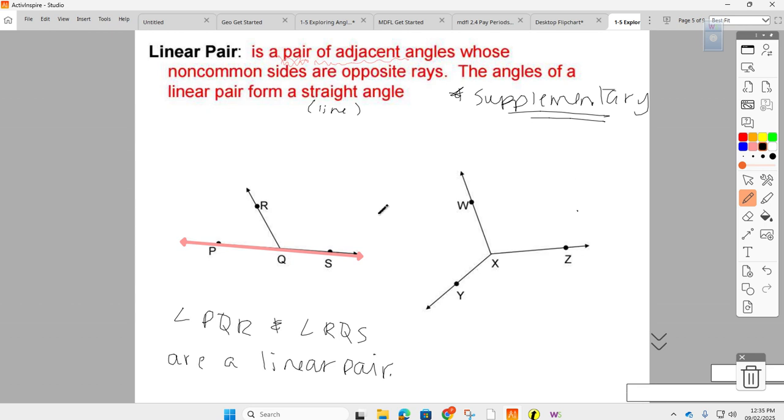There is no linear pair in this diagram. It has to have a line. The unshared sides have to form a line. So there's no linear pair because there has to be a line for there to be a linear pair. There's a ray here, a ray here, a ray here. But these rays are not opposite rays, right? They would have to form a straight angle to be opposite rays and to be a line. So there's no linear pair here. Any questions on that? Okay.